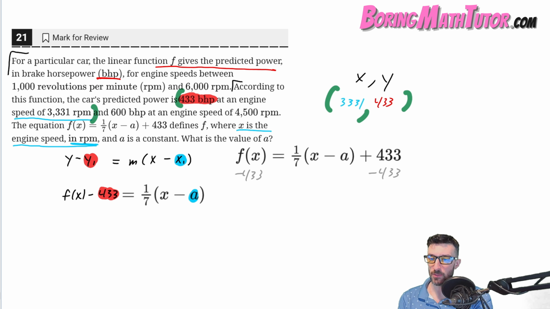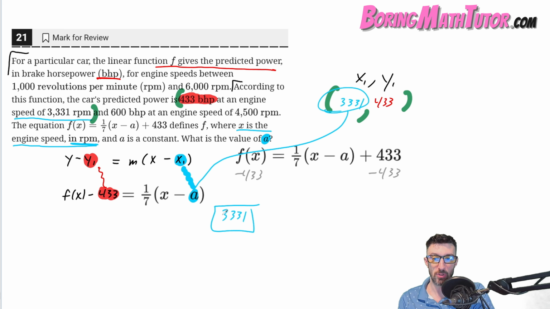But remember what they were asking us for? They were asking us for a. But wait a second, that a is actually the same thing as x1. And what we just found is that our y1 is 433. So what does that mean? That means that the x is just the 3331. That's it. That's all you really need to do for this problem. Now, of course, they gave you a little bit of extra info here that we didn't end up using, but all we really needed to do was a clever use of the y minus y1 equals m times x minus x1 formula.